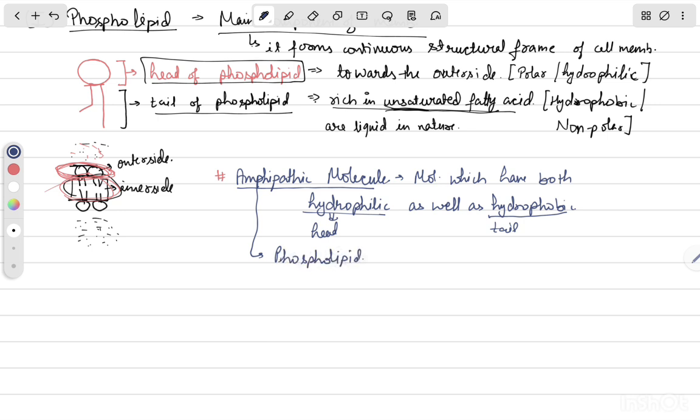phospholipid, right? So we can consider that phospholipids are amphipathic molecules because of the presence of hydrophobic and hydrophilic components in a single structure. The hydrophobic component is the tail, which is made up of unsaturated fatty acid, and the hydrophilic component is the polar head, which is toward the outer side of the membrane, right? So that is the structure of phospholipid.